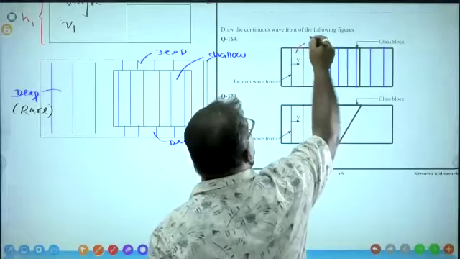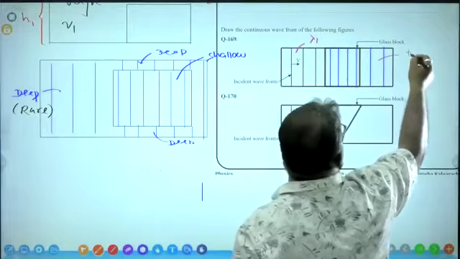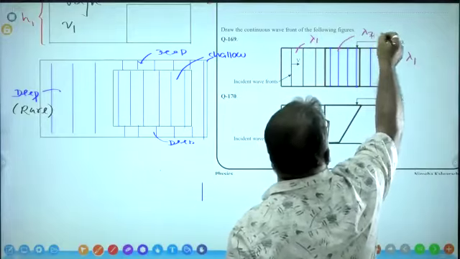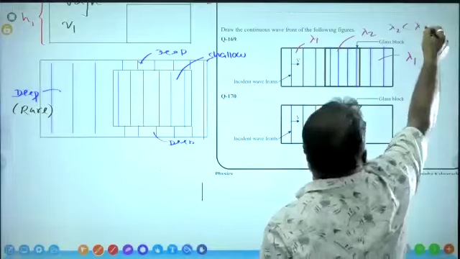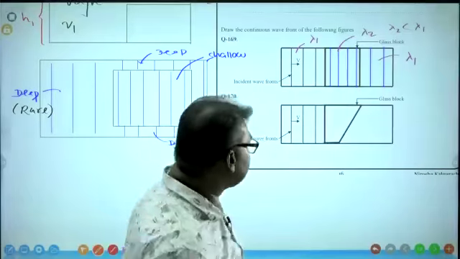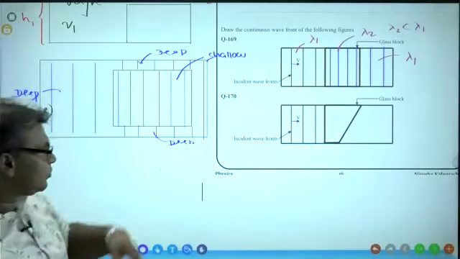And here wavelength, let it be lambda 1. Here same as lambda 1. Here lambda 2. Lambda 2 is smaller than lambda 1. Copy? Right. Next one, this one.